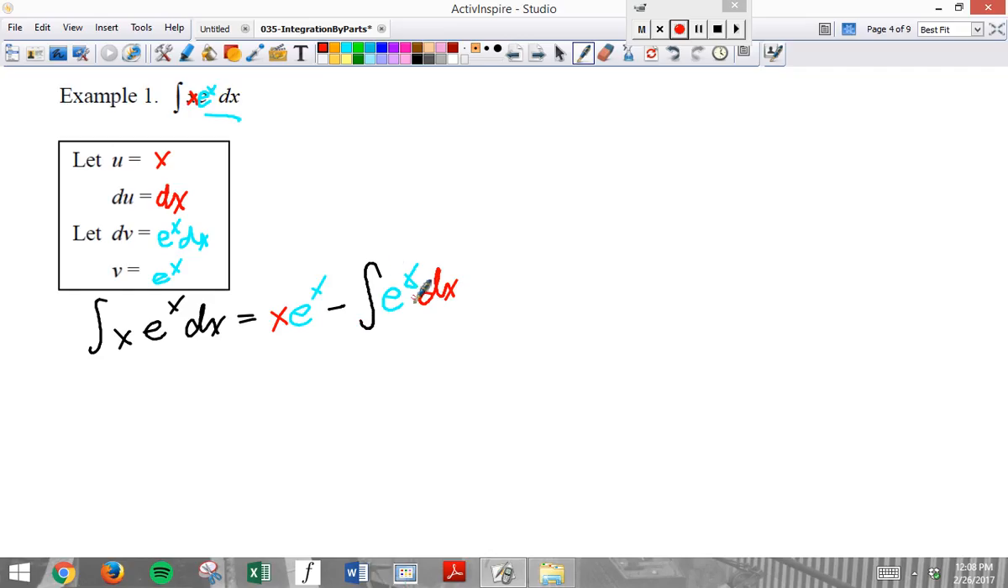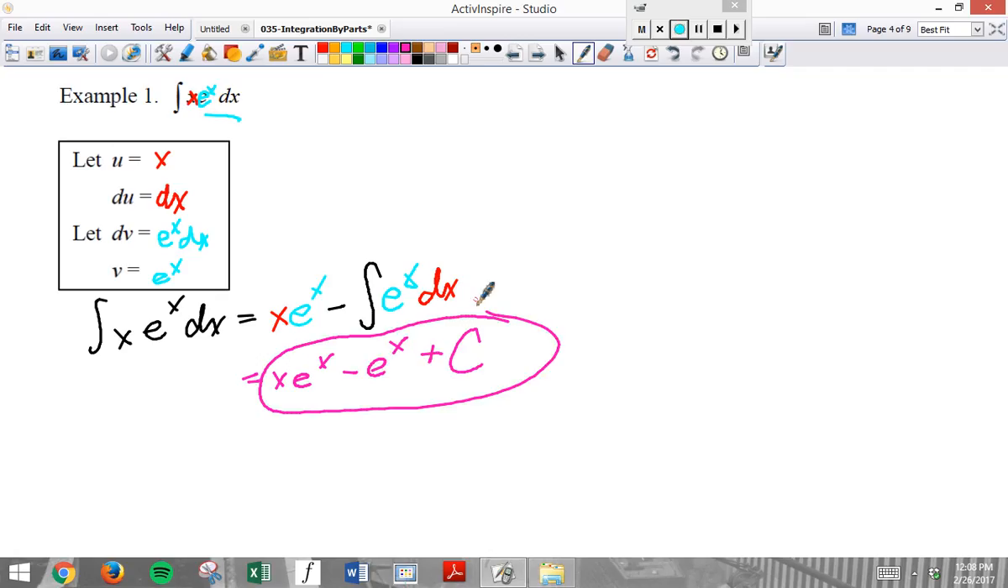But this is an integral that's easy to do, and the other part is already outside of the integral. So our final answer should be x e to the x minus e to the x plus some constant of integration. And that's all there is to it at the end of the day.